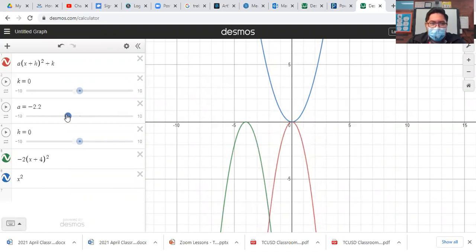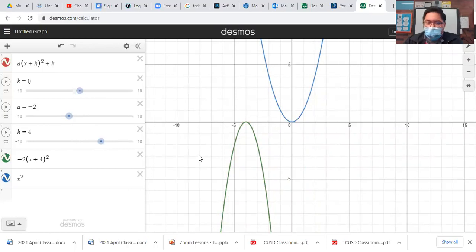Let's try to get the shape to be roughly the same. And that kind of makes sense because if we make -2, oops, that's -2.1, there you go. It's the same shape. Now we just got to move it sideways, and that's going to be our H value. And again, which way should I make it, positive or negative? Yeah, see? It goes the opposite way that you would think.